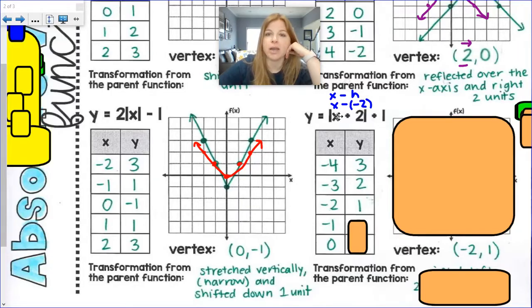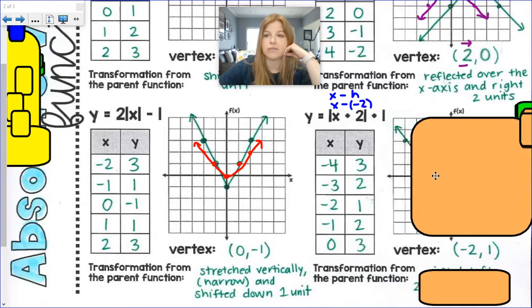We already know what the bottom portion is going to be. If I plug in a negative 1, plus 2 is 1. 1 plus 1 is 2. Look how it perfectly matches. 0 plus 2 is 2. Absolute value of 2 is 2. Plus 1 is 3. I'm going to go ahead and graph these.